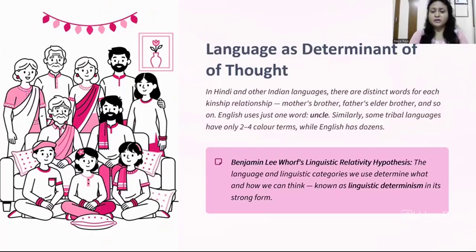So, Benjamin Lee Whorf studied the relationship between language and thought. And he said that language is a determinant of thought, it influences our thinking. And he came up with the linguistic relativity hypothesis. Here he said that language and linguistic categories that we use when we talk will determine how we think. It's also called linguistic determinism.